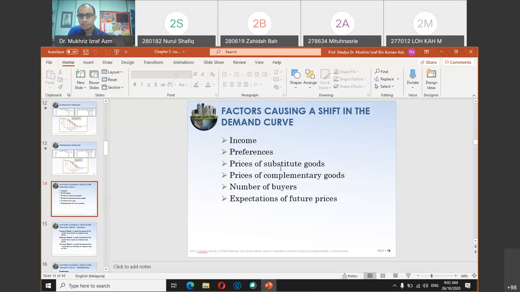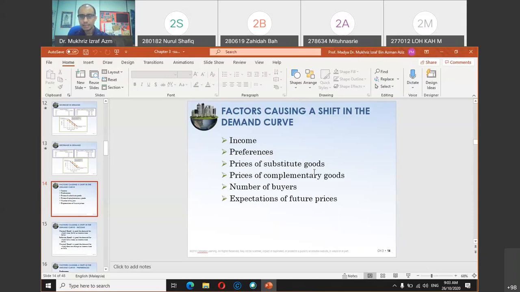For example, the most common example nowadays is smartphone brands. I gave the example in the last class. If the price of one brand goes up, you might switch to another brand, another substitute that gives you similar spec for the smartphone. So the demand for that particular commodity may increase when the price of the other substitute increases. So the relationship is positive: when the price of a substitute goes up, the demand for another good will also go up.